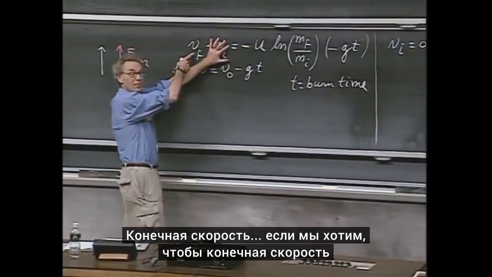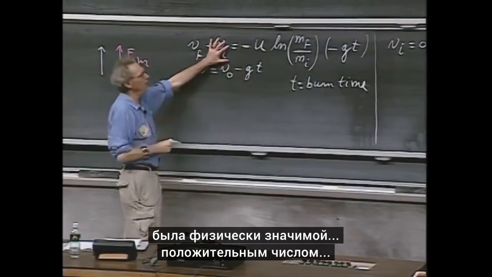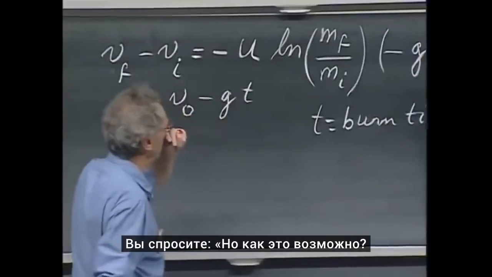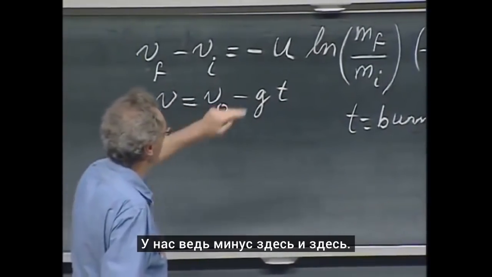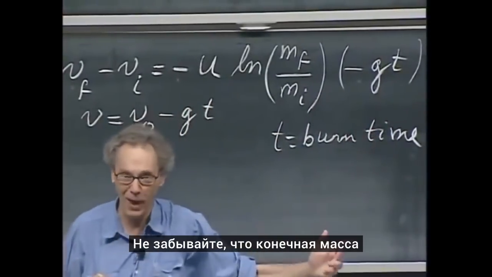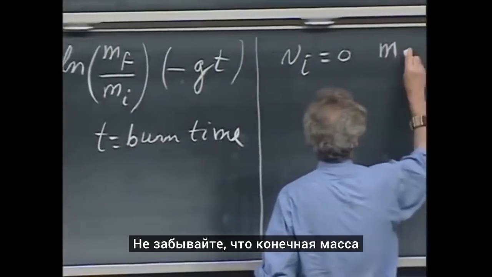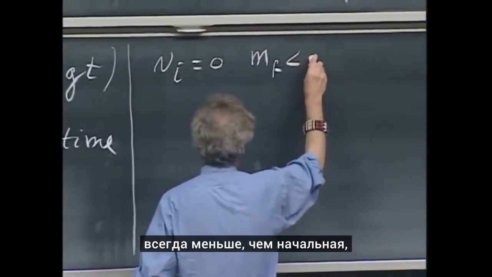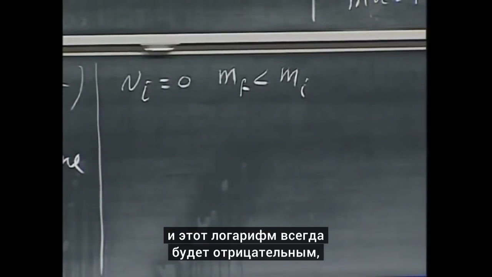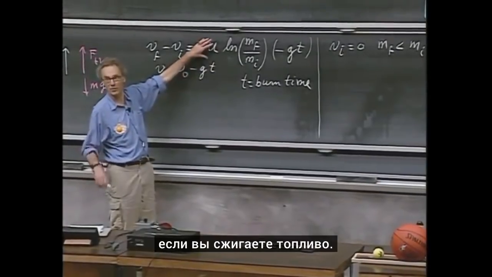So now, if we want this final velocity to be anything physically meaningful, a positive number, this thing has to come out positive. And you will say, well, how can that be? Because we have a minus sign here, and we have a minus sign there. How can that ever become positive? Well, don't forget that the final mass is always smaller than the initial mass because you burn fuel. And so this logarithm is always going to be negative. And so this term is always going to be positive if you burn any fuel.